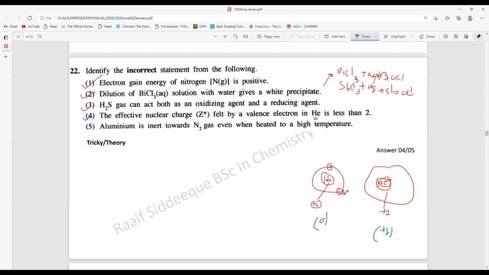The fifth statement is straightforward because it says aluminium is inert toward N2 gas even when heated to higher temperature. This is totally wrong, because aluminium in general reacts with nitrogen to give AlN. This is a very straightforward reaction. So I would say this is the correct answer for this particular question. For me the helium statement is okay, but they have taken that as wrong. Okay, so let's move on.